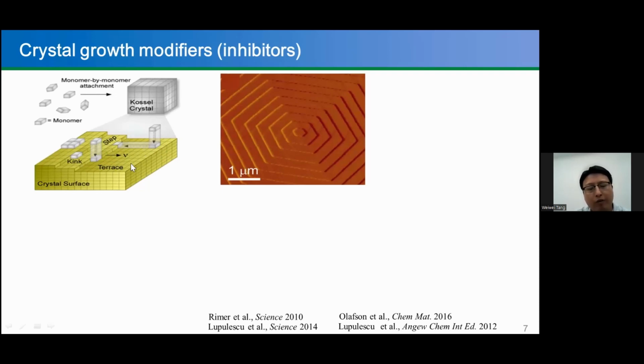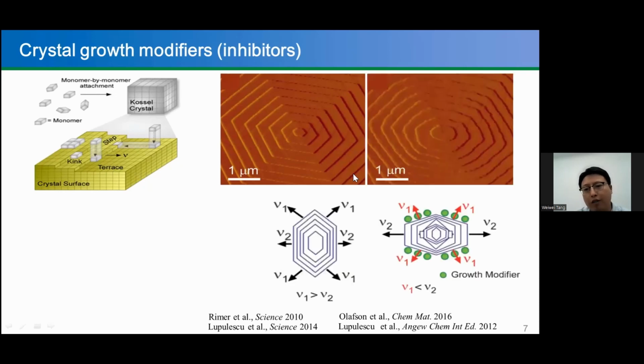step propagation. In the presence of growth modifiers, they may adsorb on one of these sites and inhibit the stable propagation, and thus inhibit the surface growth. This is reflected by the formation of rough and corrugated steps. When the isotropic surface growth rate is affected by the growth modifier, the morphology will be changed. As shown here, maybe changing from a hexagonal shape to a pattern-like morphology.